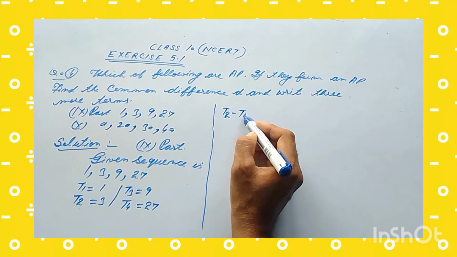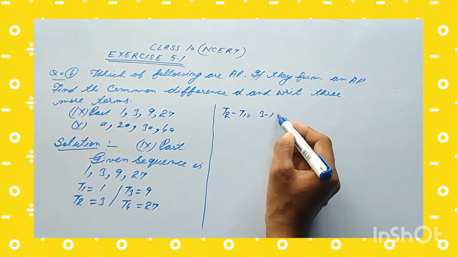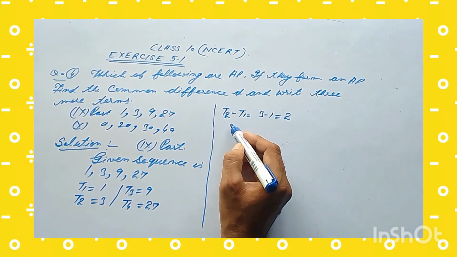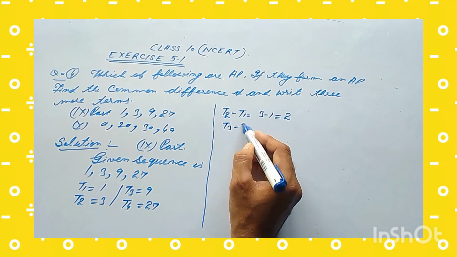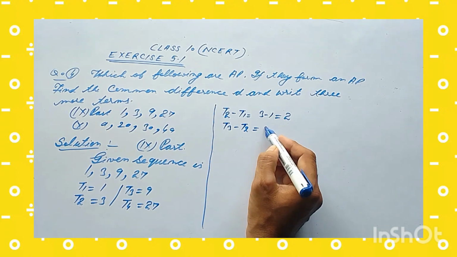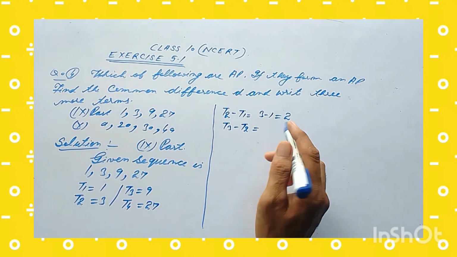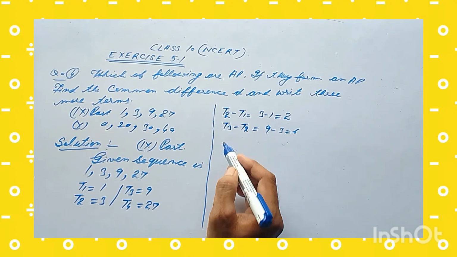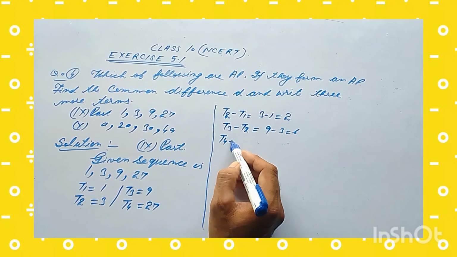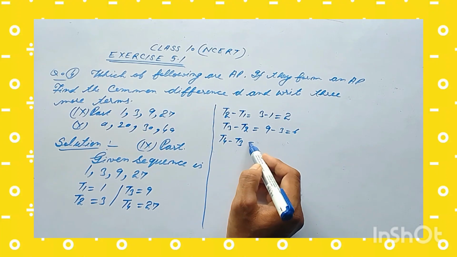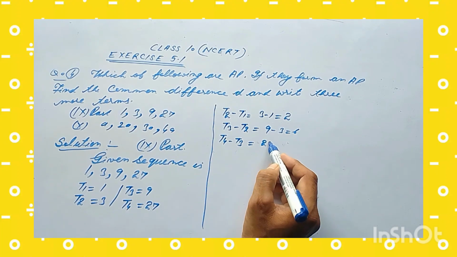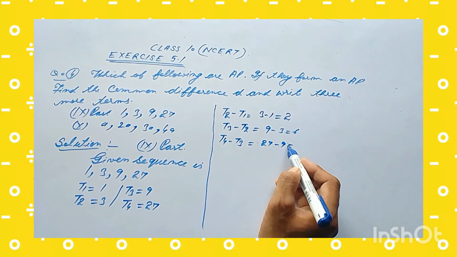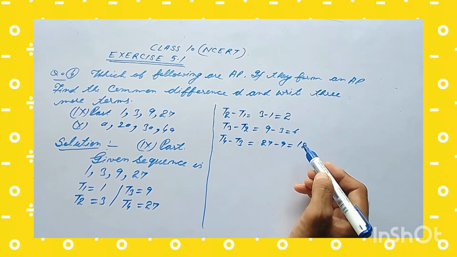T2 minus T1, 3 minus 1 that is equal to 2. T3 minus T2, 9 minus 3 that is equal to 6. T4 minus T3, 27 minus 9 that is equal to 18.